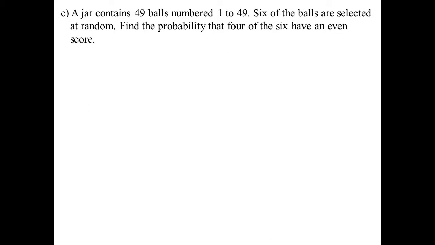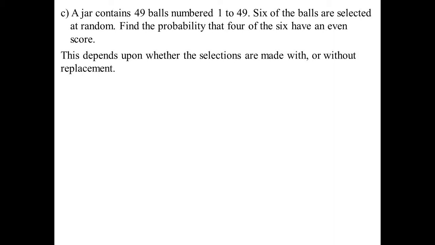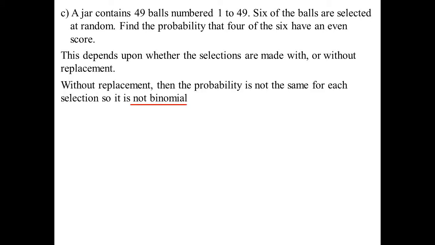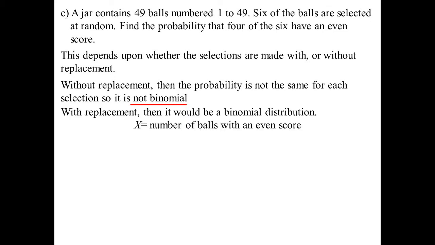A jar contains 49 balls numbered 1 to 49. 6 of the balls are selected at random. Find the probability that 4 of the 6 have an even number. This now depends on whether selections are made with or without replacement. If it's without replacement, no good. Binomial probability, you'll recall we said, had to be with replacement. The probability has to be the same every time we do the trial. If we don't replace the balls, then the probability will change every time we pull a new ball out. So that one would not be. But if it is with replacement, this one's fine. It would be binomial distribution.